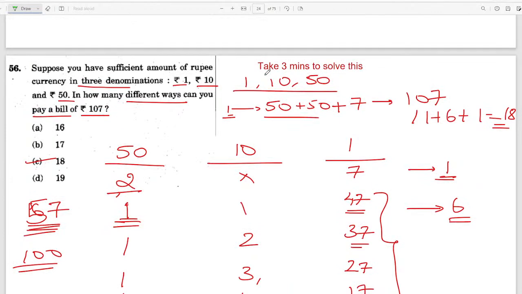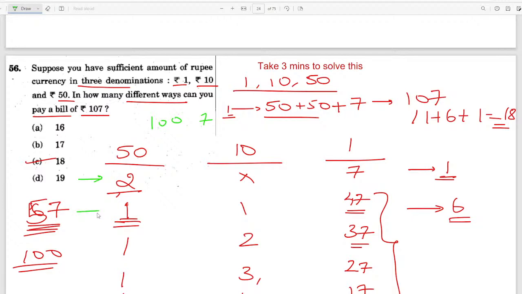one way to consider is, for example, if I use only 50 rupee notes here, I would use 2 fifty rupee notes. So the total would be 100, and the remaining 7 rupees I have to pay using 1 rupee notes. So the number of ways in which you can pay this way is 1, and there's no other way. I mean, you cannot use 10 rupee notes in this case.